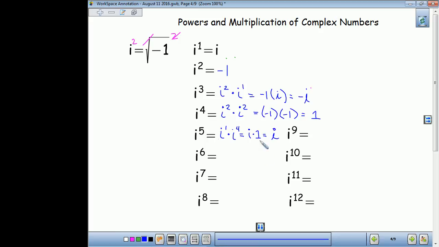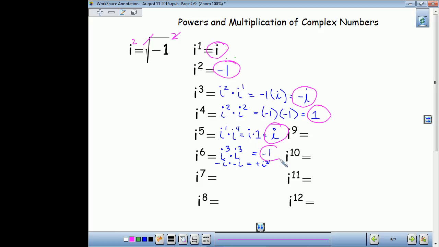All right, how would you like to break up i to the 6th? You want to do 3 and 3? Sure. So i cubed times i cubed. i cubed was -i, so it's -i times -i, which is +i squared. What is i squared? -1. All right, so let's take a look at what we've done so far. i to the 1st is i, i squared is -1, i cubed is -i, i to the 4th is 1, i to the 5th is i, i to the 6th is -1.